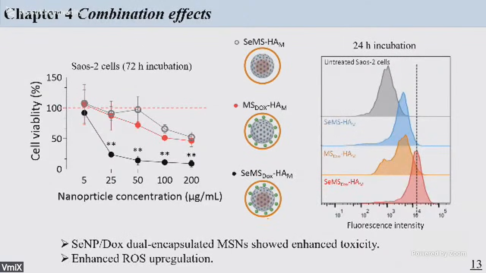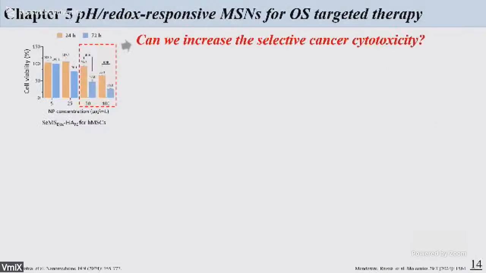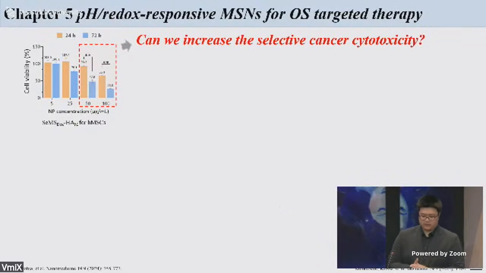And later, we investigated the combination effect of the dox-loaded MSN by comparing with mono-delivery systems. The result indicates the dox-loaded MSN show enhanced cytotoxicity and combination ROS upregulation compared to the mono-delivery system, proving our hypothesis in this study. However, these nanoparticles still showed toxicity towards healthy cells at higher dose after longer incubation. This raises another research question. Can we increase the selective toxicity on cancer cells in this system?